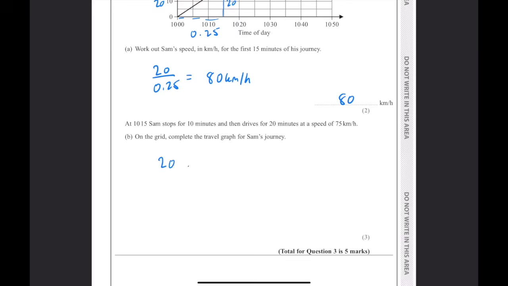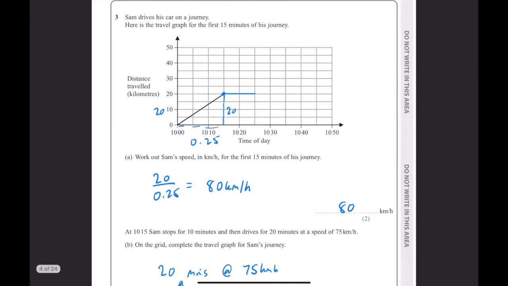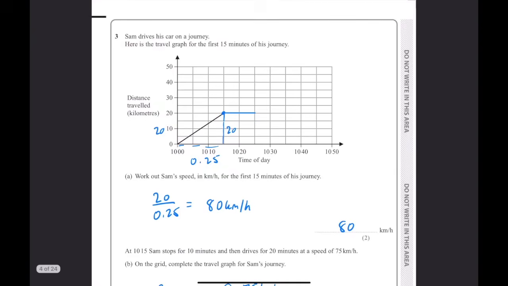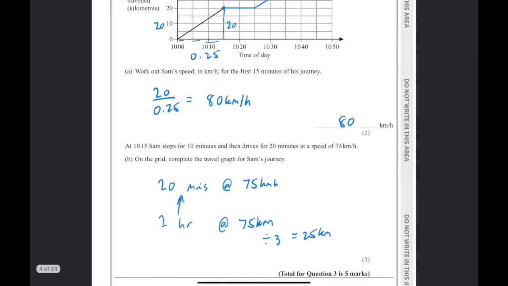If he's doing 20 minutes at 75 kilometers per hour, technically in 1 hour he will cover 75 kilometers, but 20 minutes is a third of that. So if we divide this one by 3, that's going to be 25 kilometers. So in 20 minutes he increases 25 kilometers, so that will be up to 45, and 20 minutes, so it's going to be up to here, and then just a straight line up to there. And that is the 3 marks done.